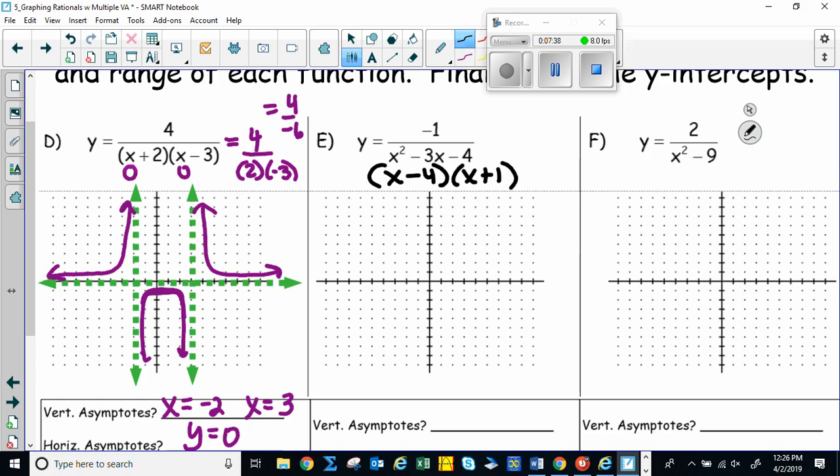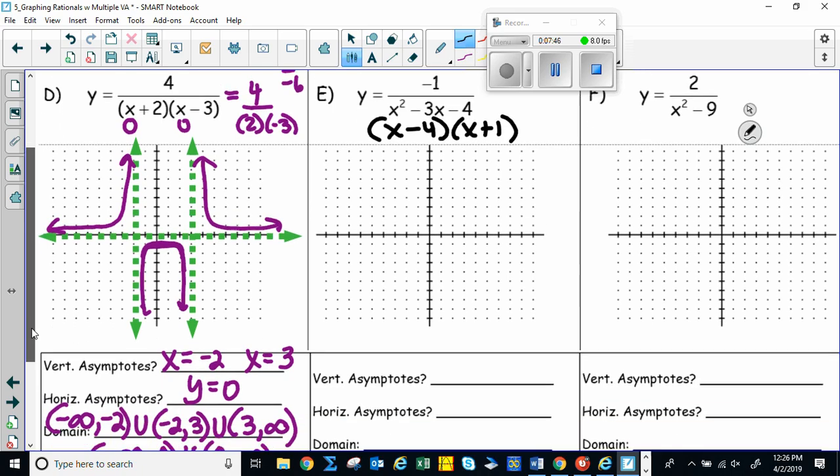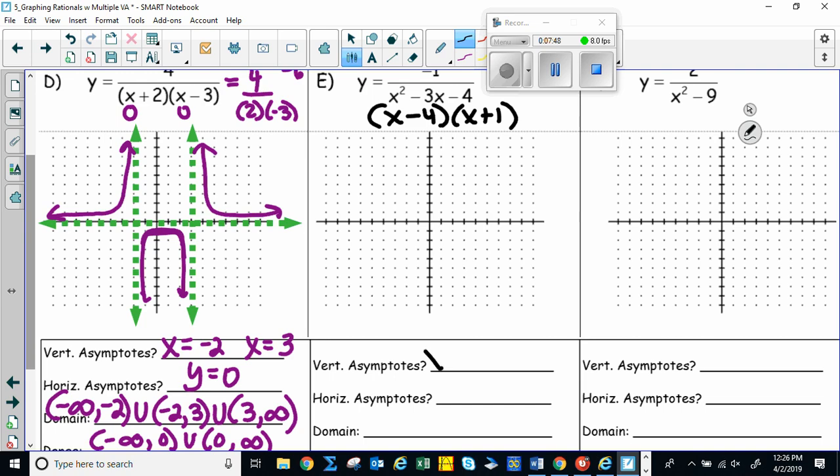So this is going to determine my excluded values. Milani, what are my 2 excluded values? Milani. X equals negative 1, and what else? Thank you, Milani. Not you. Jeez. So here are my vertical asymptotes. My excluded values are my vertical asymptotes. So now I can draw those. Negative 1 and positive 4.